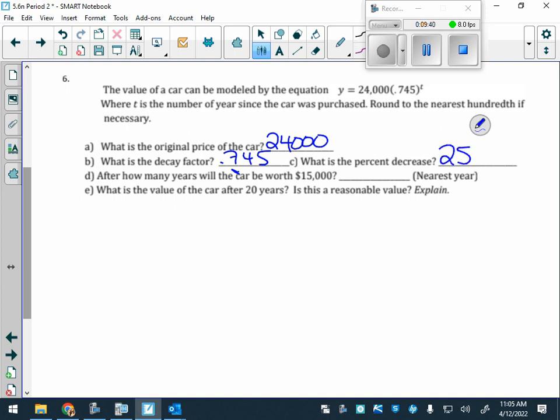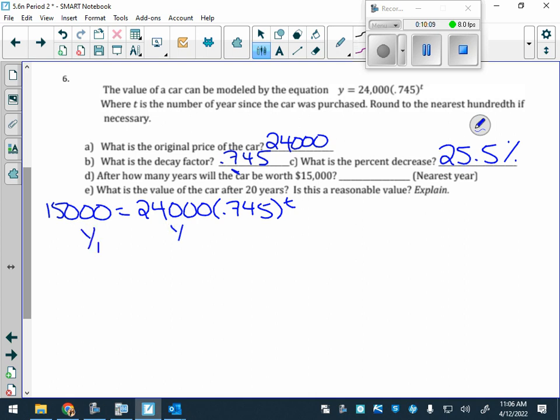(25.5%). Take 1 minus R equals 0.745. Okay, subtract 1, divide by -1. Okay, so for D, this is where you need your calculator. 15,000 equals 24,745 to the T. Okay, the nearest year, which is going to make it a little difficult.